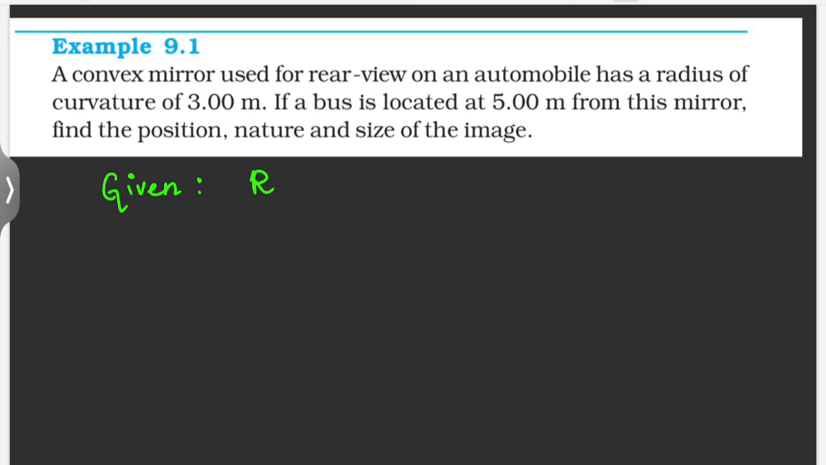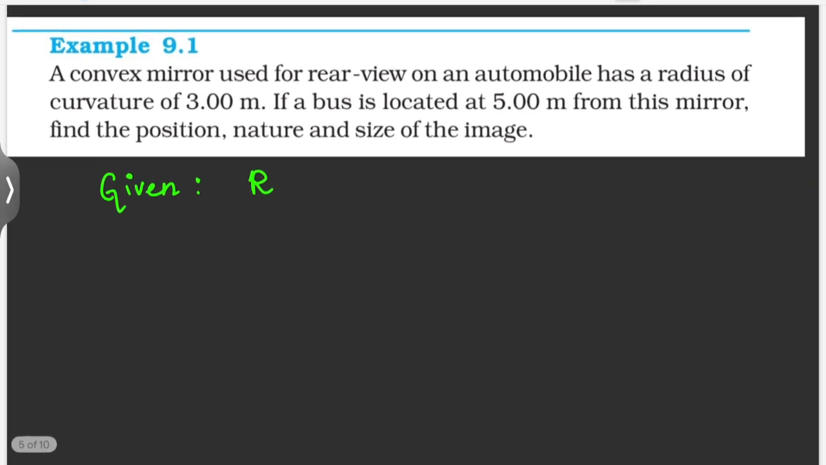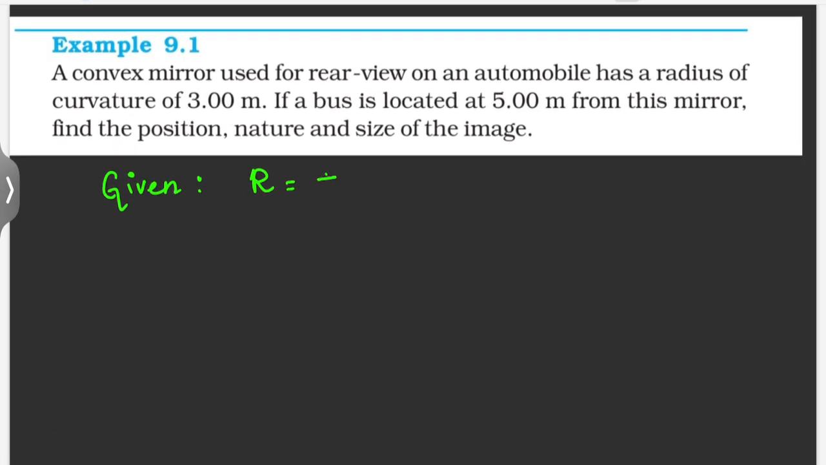you can write R. R is called the radius of curvature, which is equal to plus 3.00 meter. So why are we using a plus sign here? Because you know that for a convex mirror, all the components will have a plus sign, except U, which will have a negative sign. So other than this, all the components will have a positive sign.